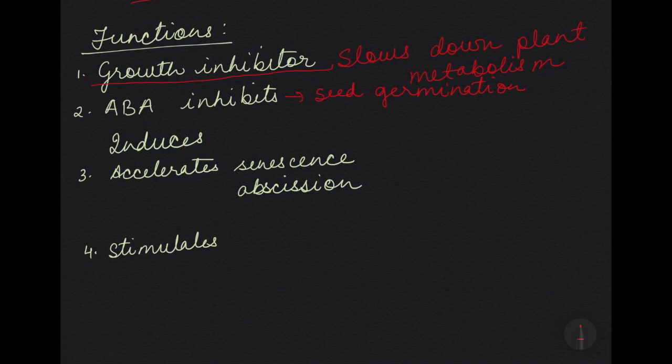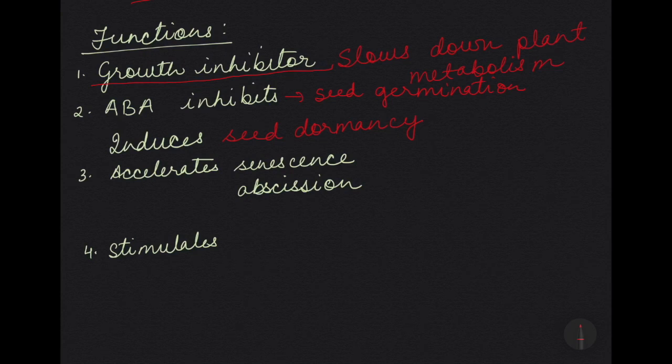Okay, it induces seed dormancy. That means it will allow the seed to remain dormant, okay, and helps the seeds to withstand desiccation, that is dryness, and other factors unfavorable for growth. Okay, gibberellins are actually used to induce germination. They break seed dormancy. So ABA acts, you can say, in the opposite.